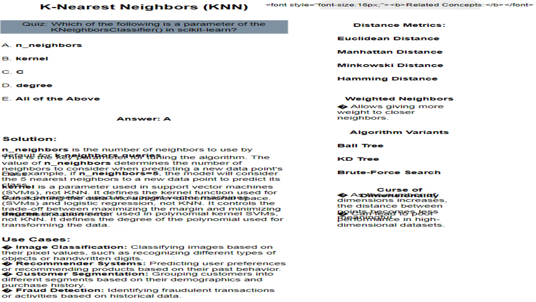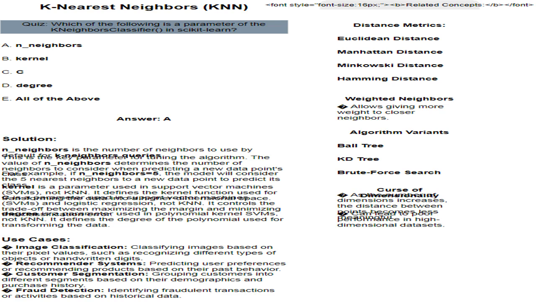For example, if n_neighbors = 5, the model will consider the 5 nearest neighbors to a new data point to predict its class. True. Incorrect.